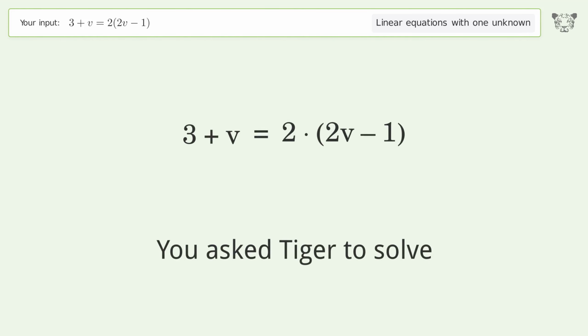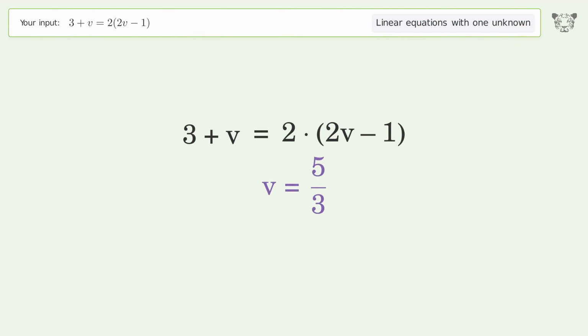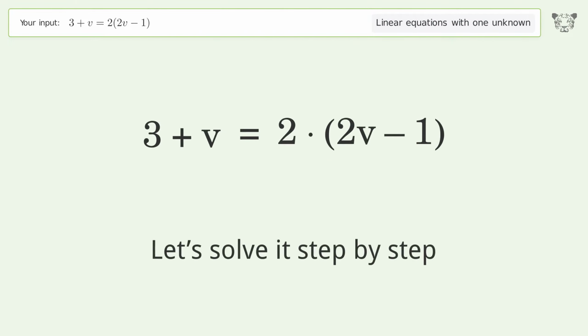You ask Tiger to solve this. It deals with linear equations with one unknown. The final result is v equals 5/3. Let's solve it step by step.